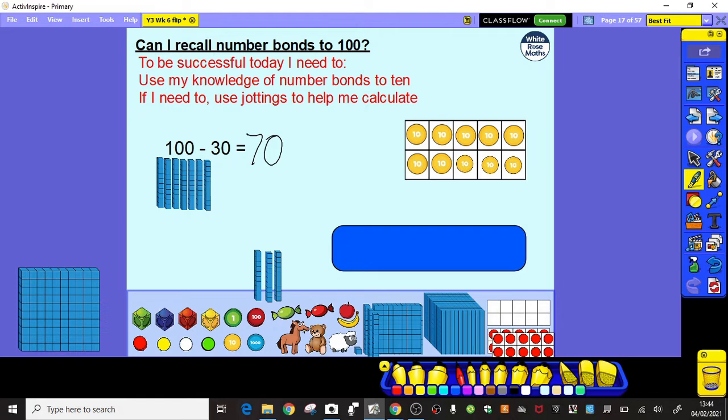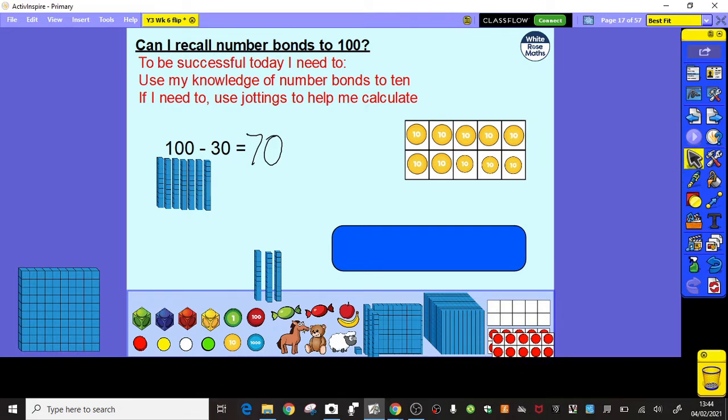And if we look at the tens frame, we've got 100 there, we've got 10 lots of 10, which is the same as 100. If I take away 30, you can see that I've got 70 left.